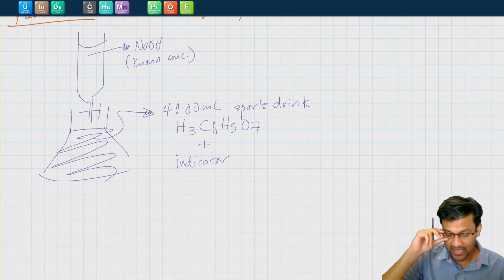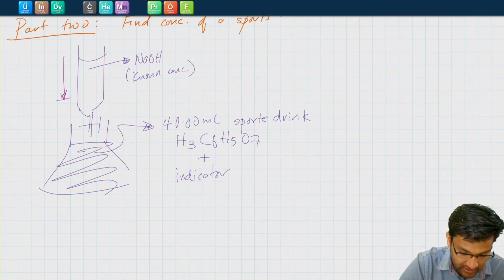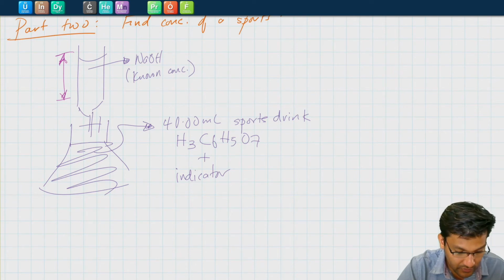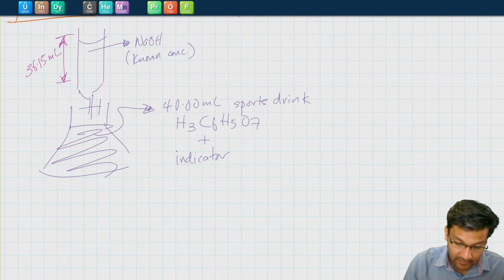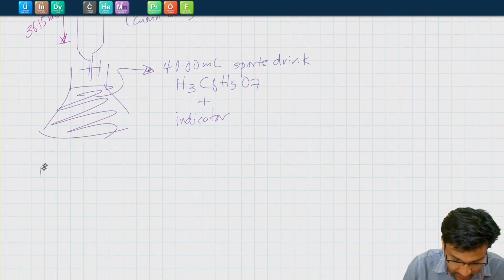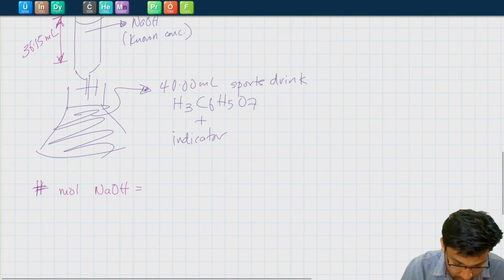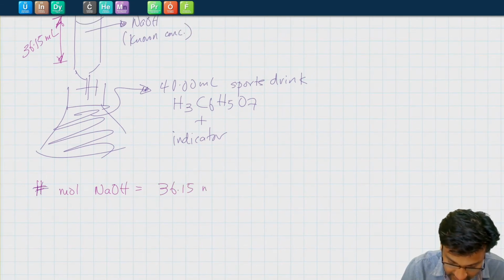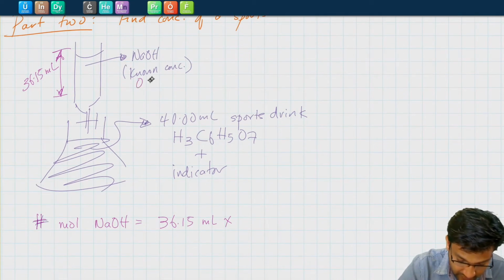So to give you an example calculation of how we figure out what the concentration of the sports drink is, let's say you perform this titration and the color changes after you've used, let's say, 36.15 milliliters of NaOH. Now this time around, we know the concentration of NaOH and how much volume we used, so we can find the number of moles of NaOH that we used, which will be the volume, 36.15 milliliters, multiplied by the concentration, which in this case we had found from the first part, 0.0980 molars.